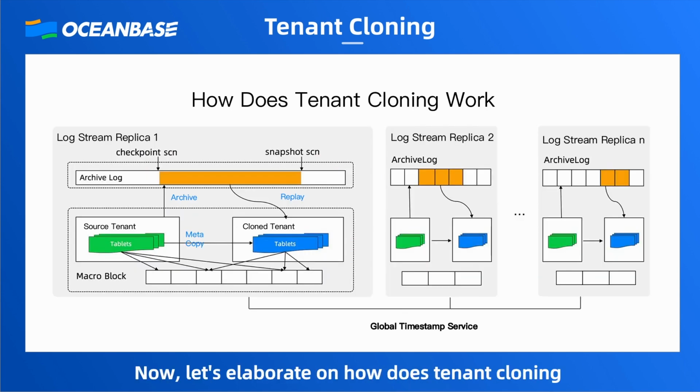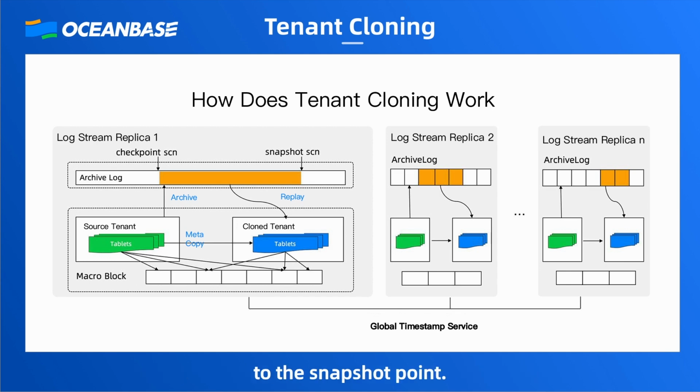Now, let's elaborate on how tenant cloning works in OceanBase. First, let's look at the logging part. OceanBase uses its log archiving mechanism to manage logs during the cloning process. After each node of the newly cloned tenant is started, it accesses the archived logs of the source tenant, reads and replays the logs from the checkpoint to the snapshot point, thereby uniformly updating the states of each node to the snapshot point.